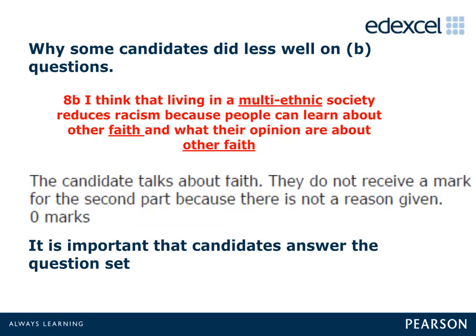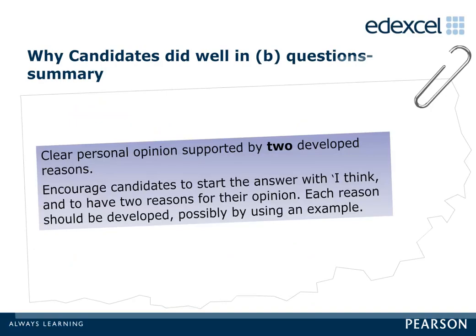In this example, the candidate has not fully understood what is meant by a multi-ethnic society. The candidate confused faith with ethnicity. To obtain full marks, 2 developed reasons should be given in support of their opinion. Candidates who discussed why people disagreed with their opinion in B questions gained no marks for doing so.